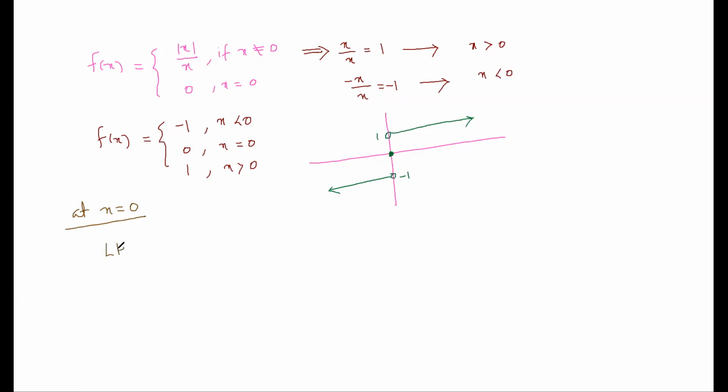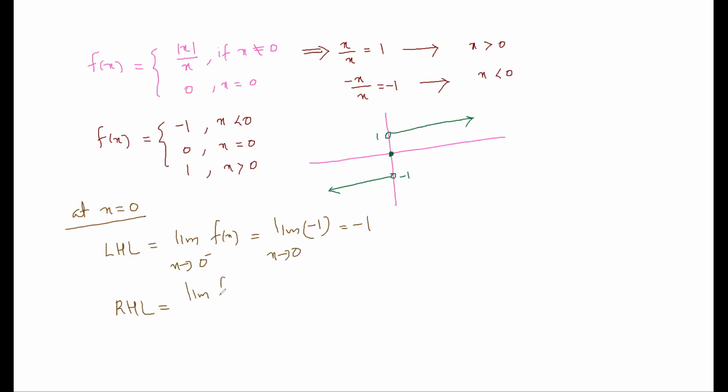Now at x is equal to 0, we have to find the left hand limit. Limit of that function as you are approaching 0 from the left side, the function value is minus 1. So limit of a constant is constant itself. So it is minus 1. Right hand limit.